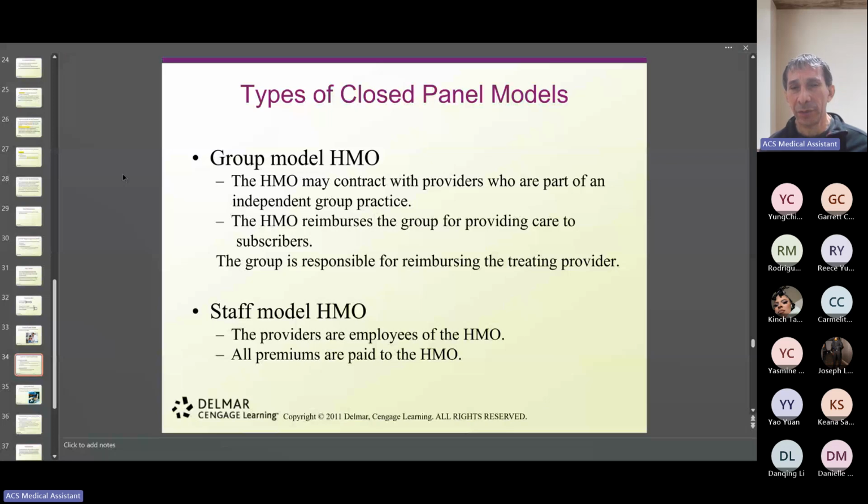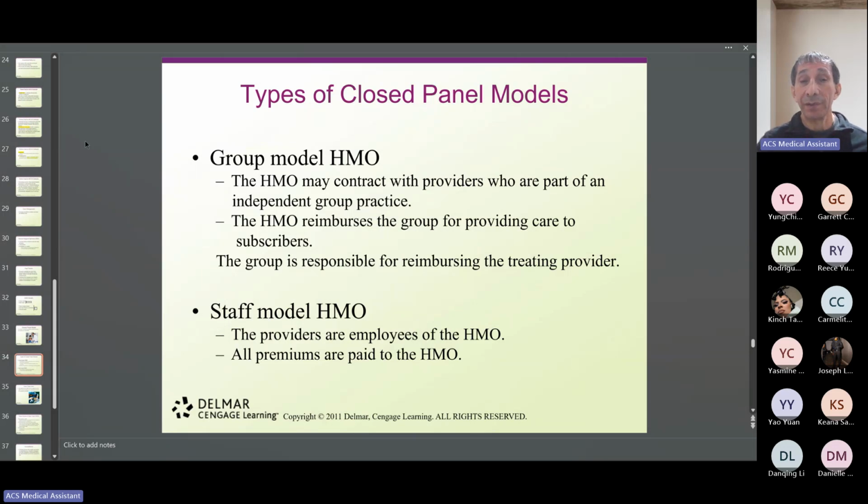Staff models, HMOs. The providers are employees of the HMO. All premiums are paid to the HMO. It's almost the same as the group, but this is a staff model. So the providers are paid employees. Again, they are employees of the HMO, so all premiums are paid to the HMO.